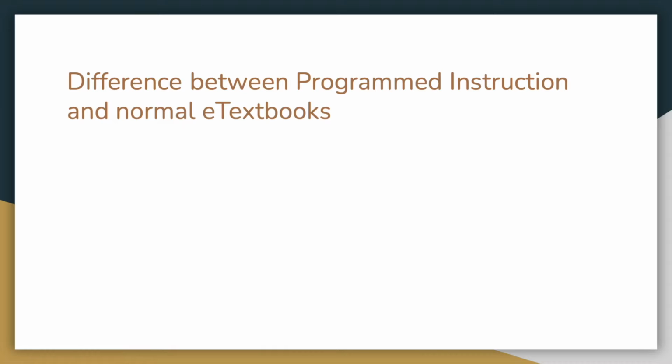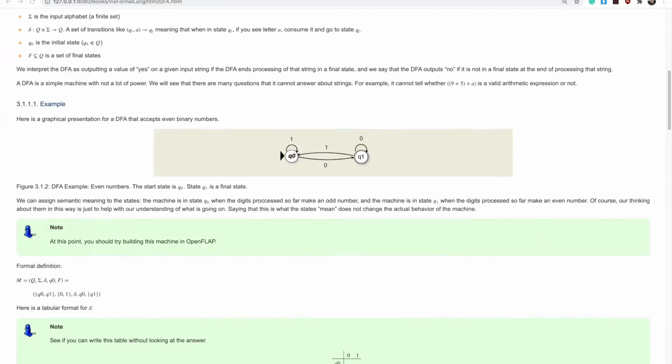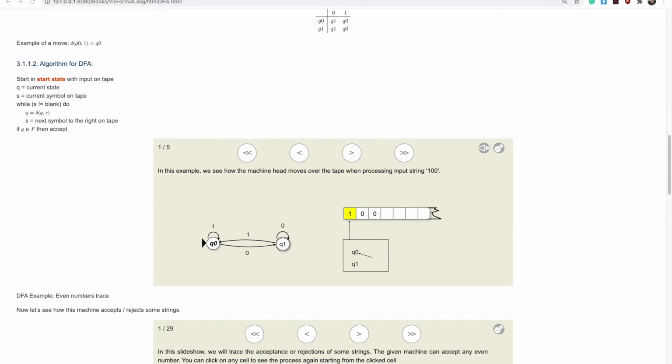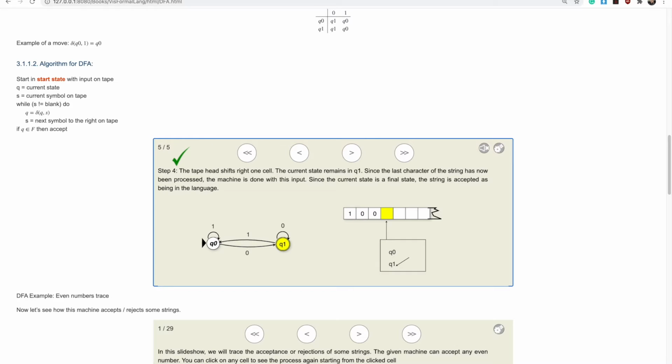Let's start by seeing a difference between a programmed instruction e-textbook and a normal e-textbook. As we see on the screen, this is a book for a formal languages course. Students can find some prose, some visualizations, and maybe some slides. But students can freely keep skipping reading the text or even watching the slides by clicking on the next button and keep going till the end of the slides without interacting or reading or engaging with the content.